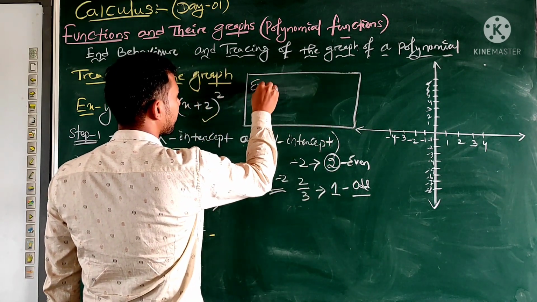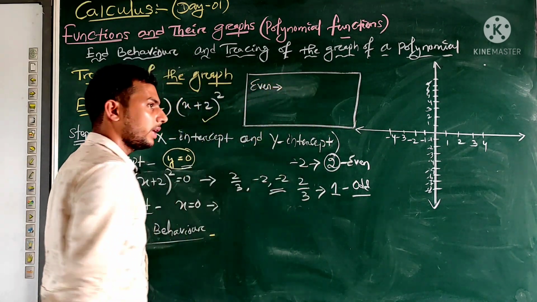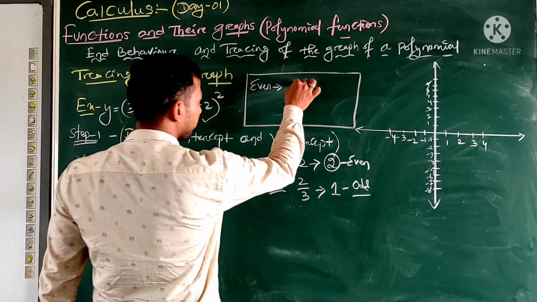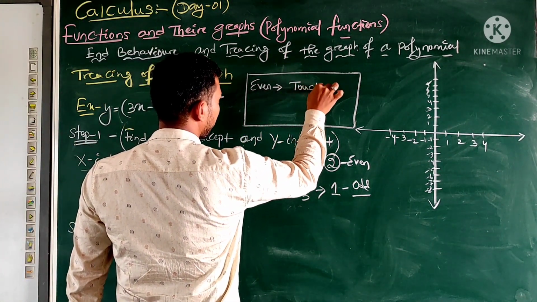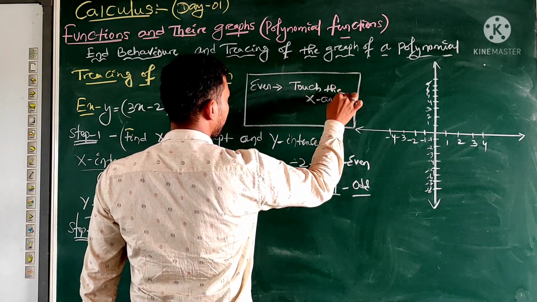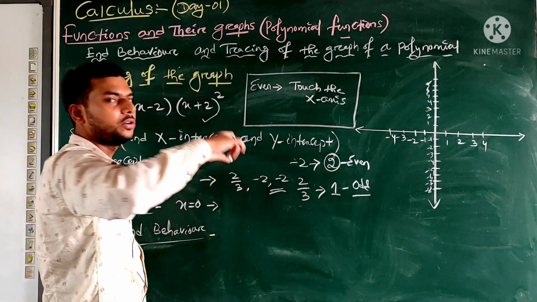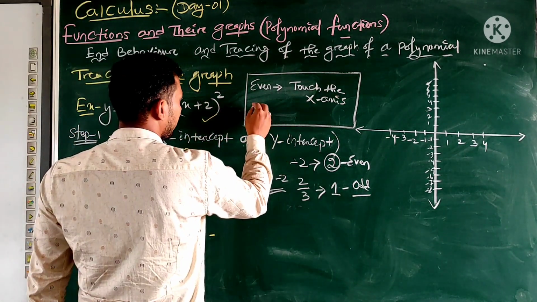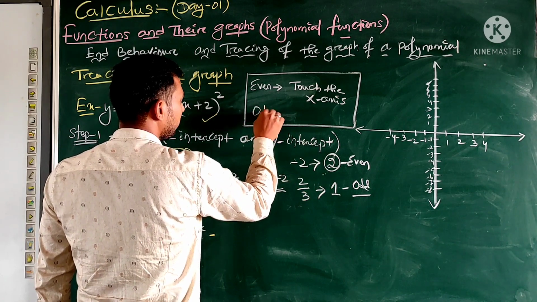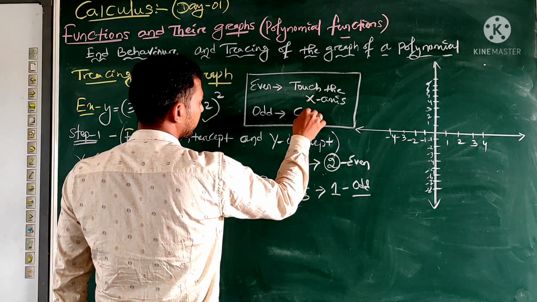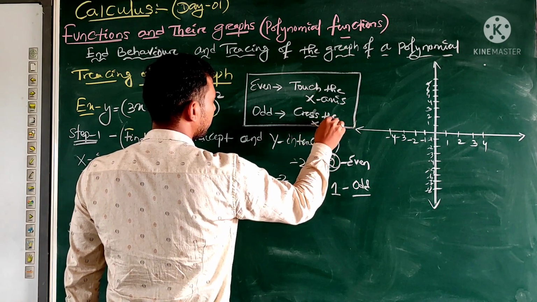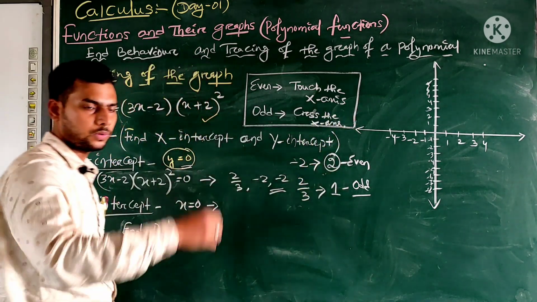If the multiplicity is even, then at that point it will touch the x-axis. If the multiplication is even, then it will touch the x-axis at that point, minus 2, 0. If it is odd, it will cross the x-axis. Okay, so with this concept, we will move forward.